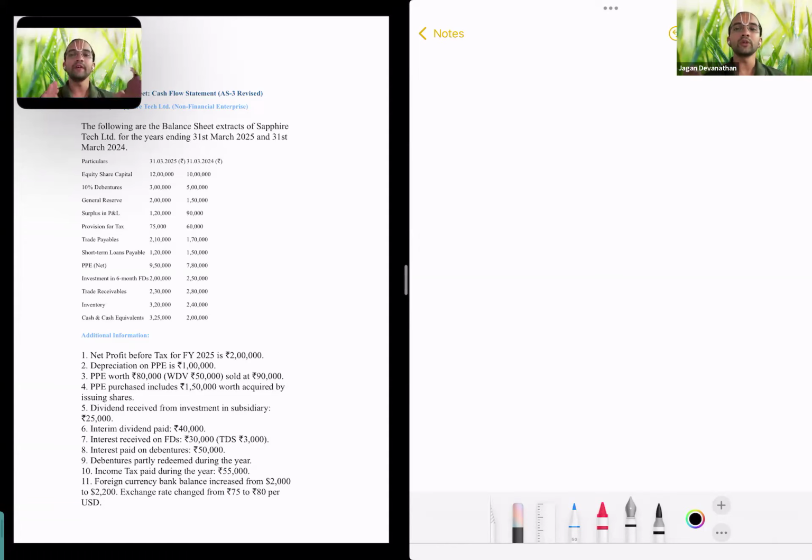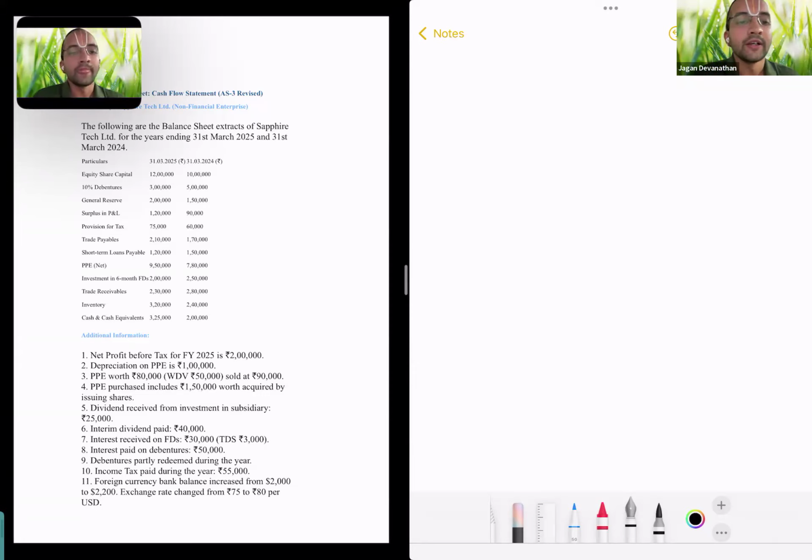They have given you the balance sheet extracts for the 2 years for comparison, to know how the cash has moved from the previous year to the current year. From that, we have to decode how much is the inflow and how much is the outflow, and what is the nature of those inflows or outflows, and arrive at the reconciliation of the net cash and cash equivalents at the end of the year.